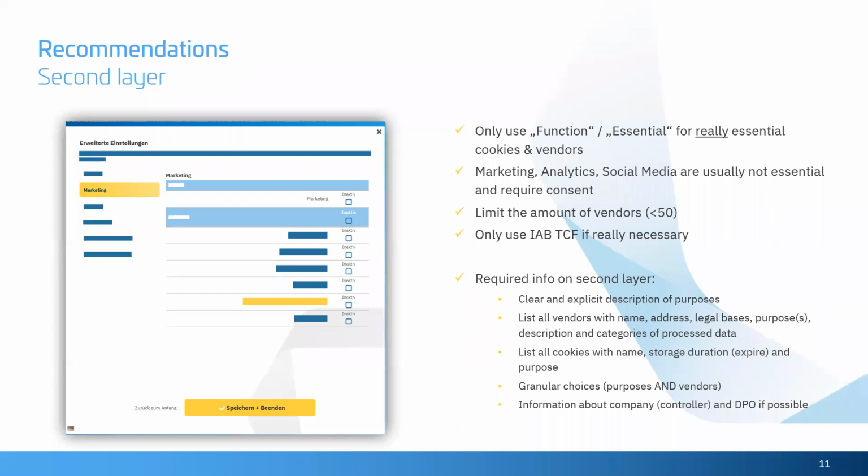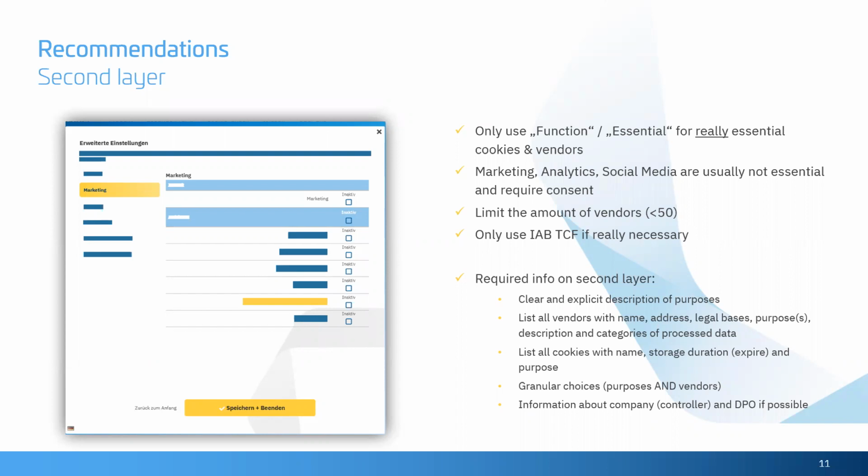You also need to have granular choices, so it's not sufficient to just enable or disable purposes. The user should be able to basically within the purpose say, okay, within marketing, I want to allow, let's say, Facebook, but not Google, or the other way around. So you should have granular choices on vendor level, if possible, even lower levels.